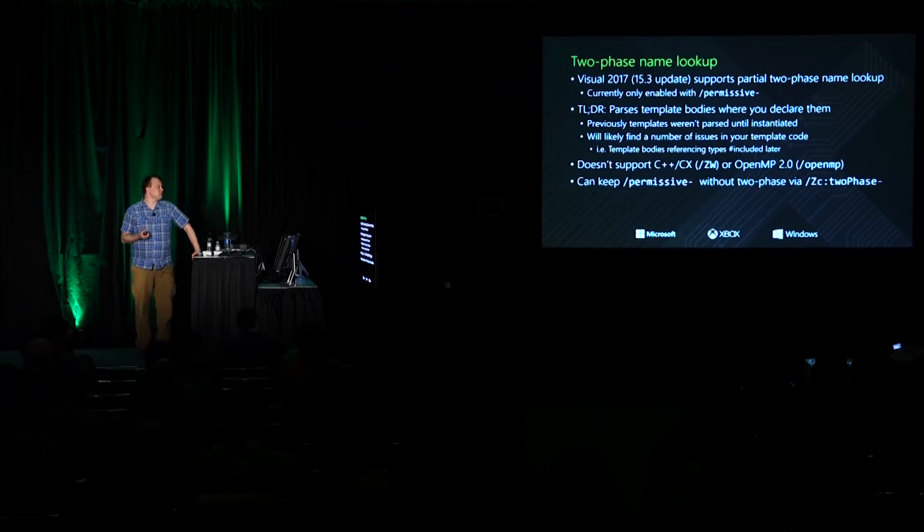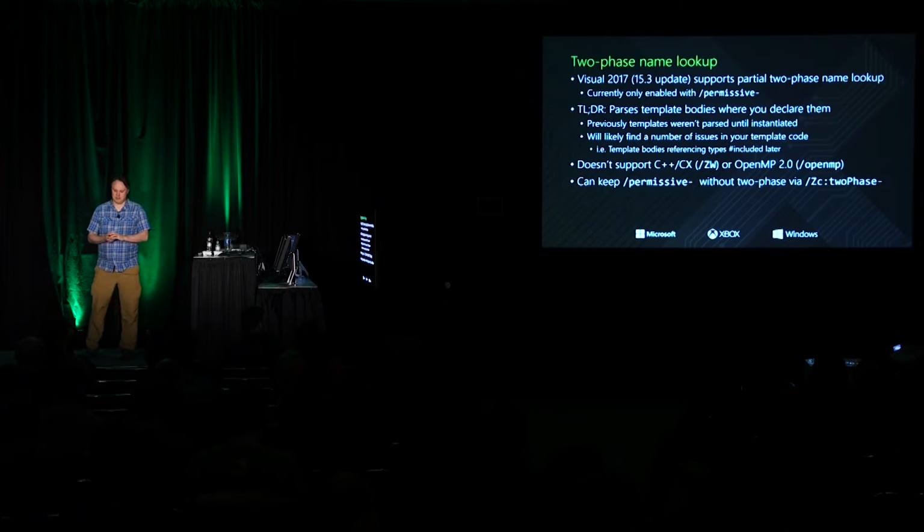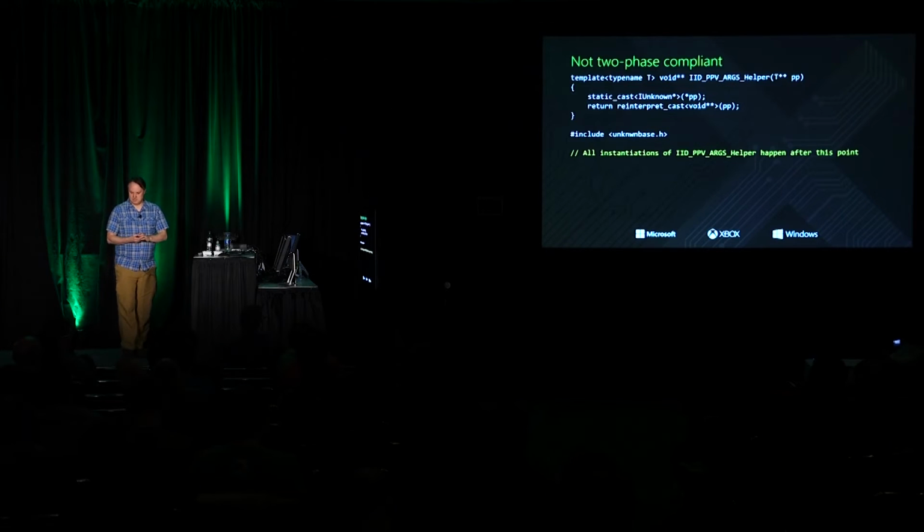Now in Visual Studio 2017, when you turn on permissive minus, it actually will use two-phase name lookup. There are some cases where it's not fully implemented, so if you're using the C++ CX extensions or OpenMP, you're going to get a warning saying this doesn't quite work. You can actually get the subset of that by using permissive minus without two-phase using that /Zc switch. And I'll show you an example exactly what this looks like in code.